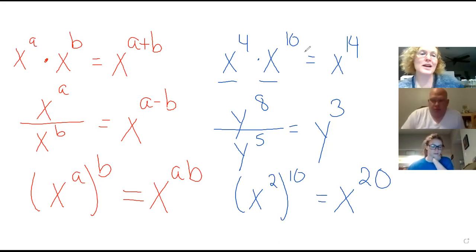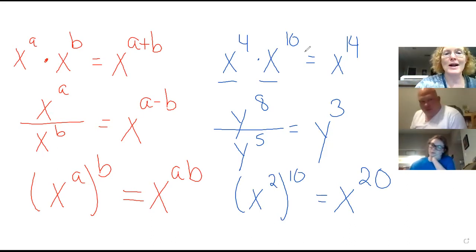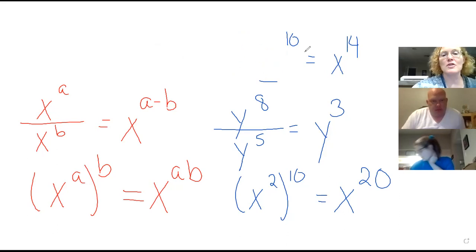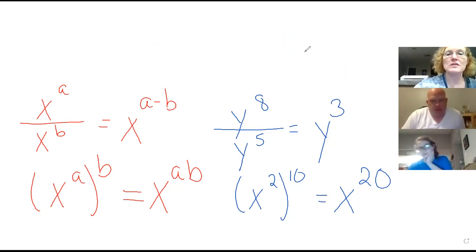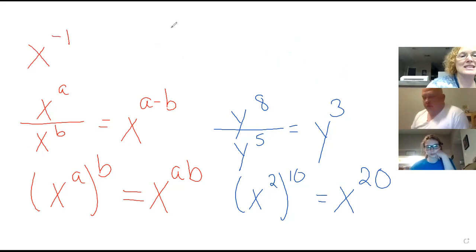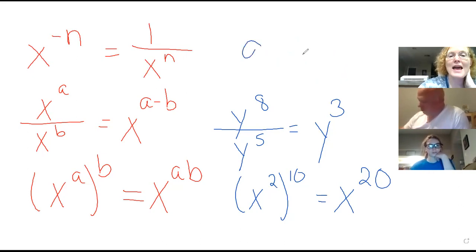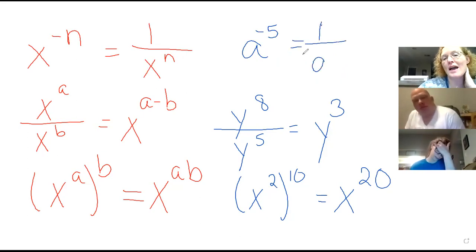And then the only other one, and I'm going to have to erase my top rule here because I'm really bad about writing too big on the screen, is the one that deals with negative exponents. If we have anything, I'm going to call it x, to a negative exponent, negative n, doesn't matter what it is, that's going to change to be 1 over x to the positive n power. For an example, a to the negative 5th would end up being 1 over a to the positive 5th.